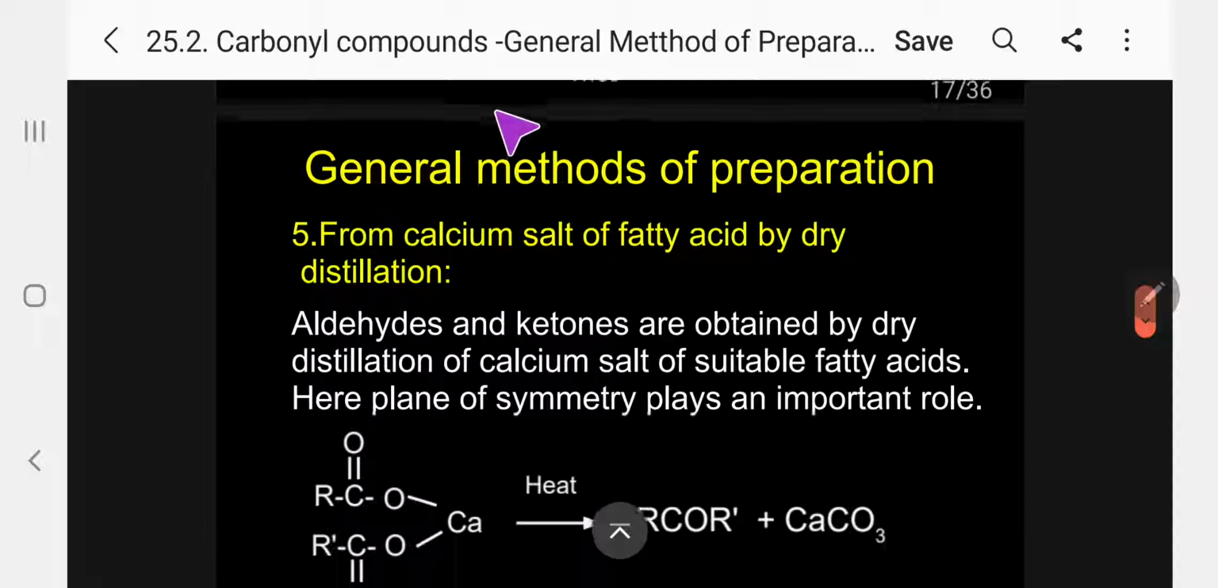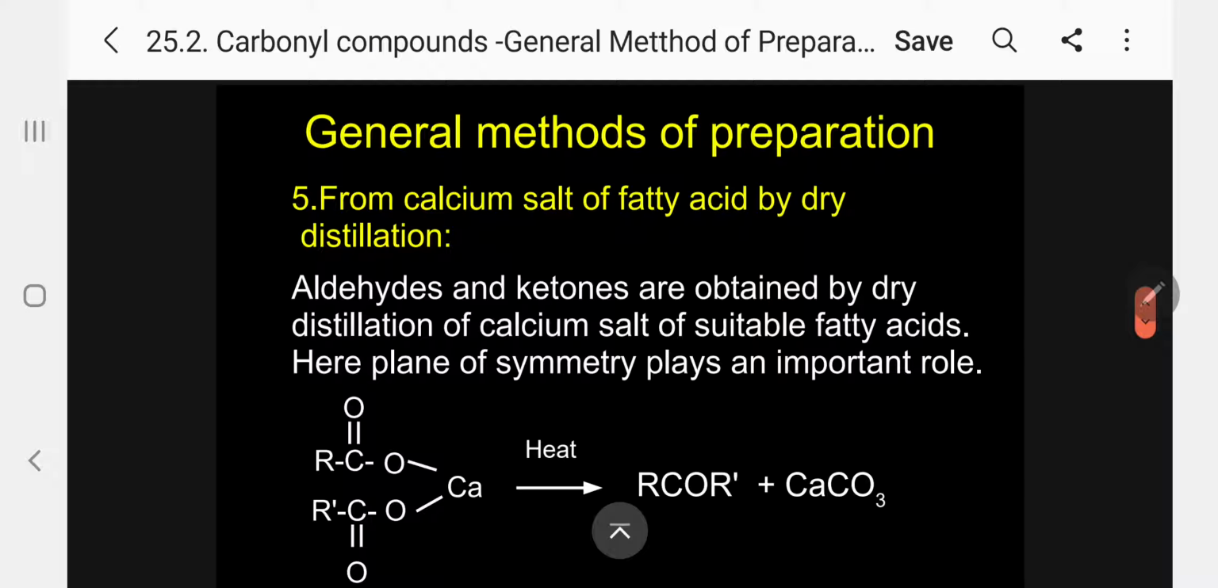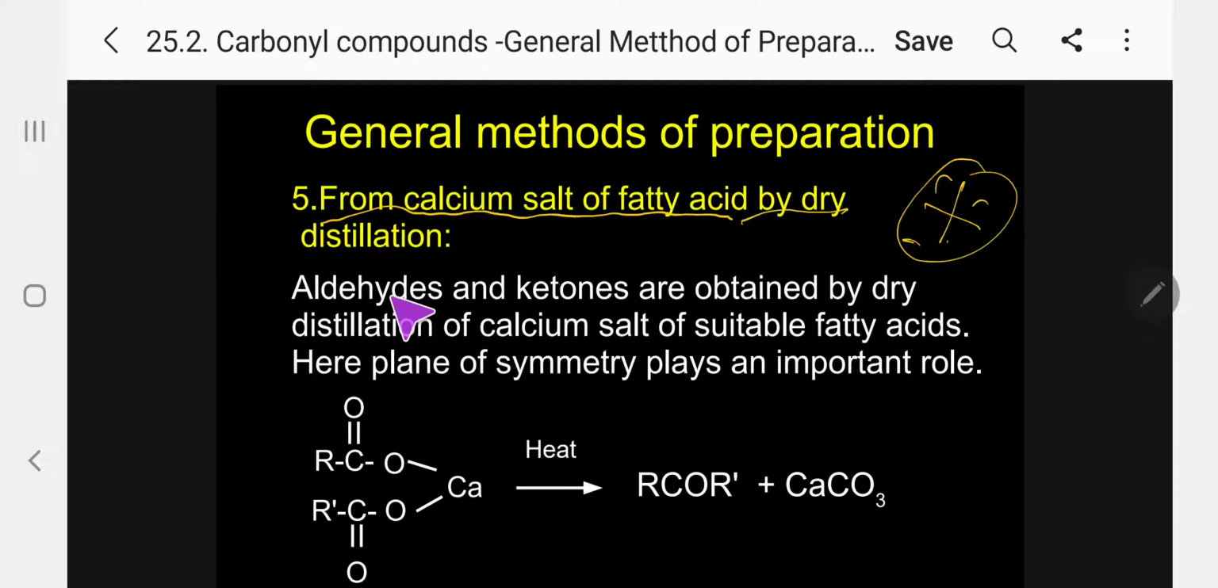Kindly follow. The fifth method is the most important method, commonly asked in the examination. What is this method called? By dry distillation of calcium salt of fatty acid. That is, if you want to prepare any aldehyde or ketone, aldehydes and ketones are obtained by dry distillation of the calcium salt of a suitable fatty acid. So you have to select a suitable fatty acid.